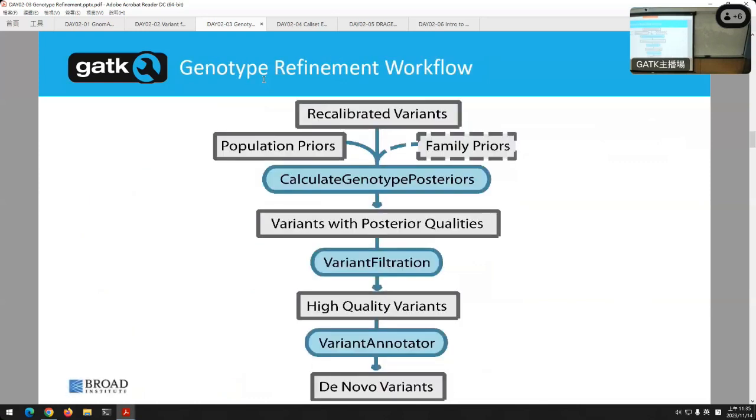So there are a couple of things. This is the flow for improving and refining genotypes, and I'll go through this step by step in examples, okay? You calculate the posteriors, which means you apply priors. We have the likelihoods, we apply priors, we do some filtering and then some annotation. Emma talked about annotation, so we won't do too much about that today.